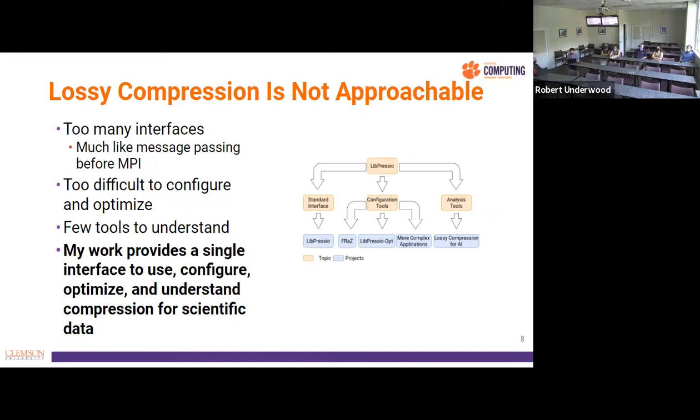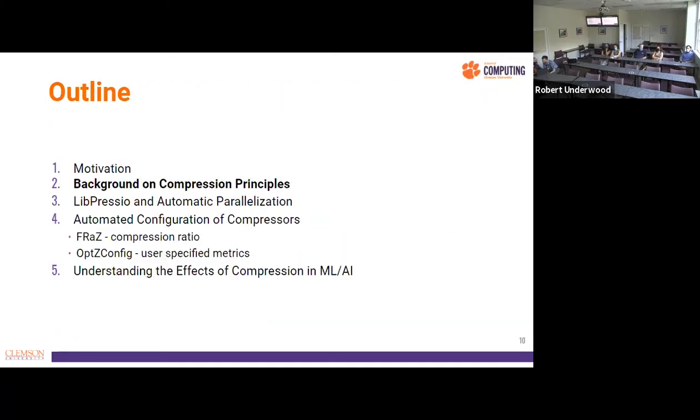There are too many interfaces, much like, for example, MPI, the message passing interface, had for networking before it was standardized. This makes using compression very, very difficult. It makes it difficult to configure, difficult to optimize. Users have very few tools in order to understand the impacts of error-bounded lossy compression on their applications. And my work aims to address this by providing a single interface to use, configure, optimize, and understand the effects of lossy data compression on scientific data.